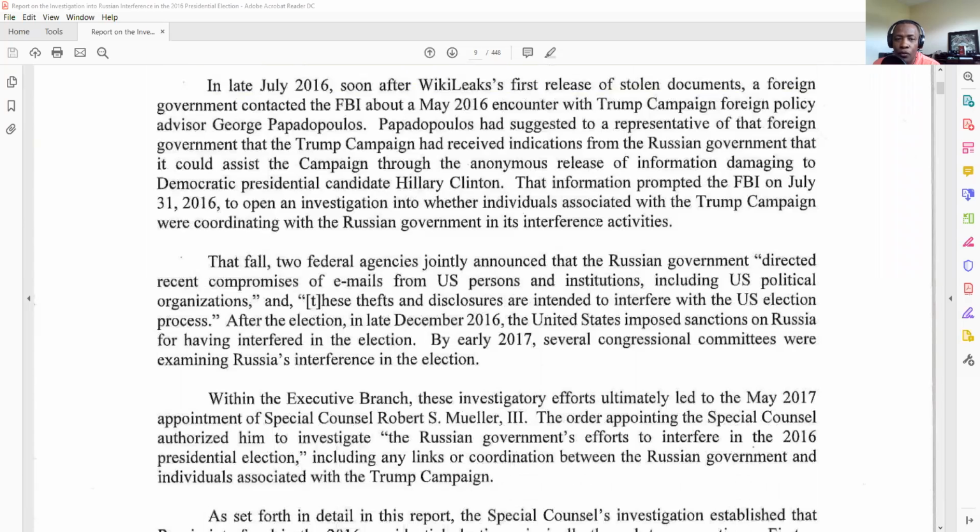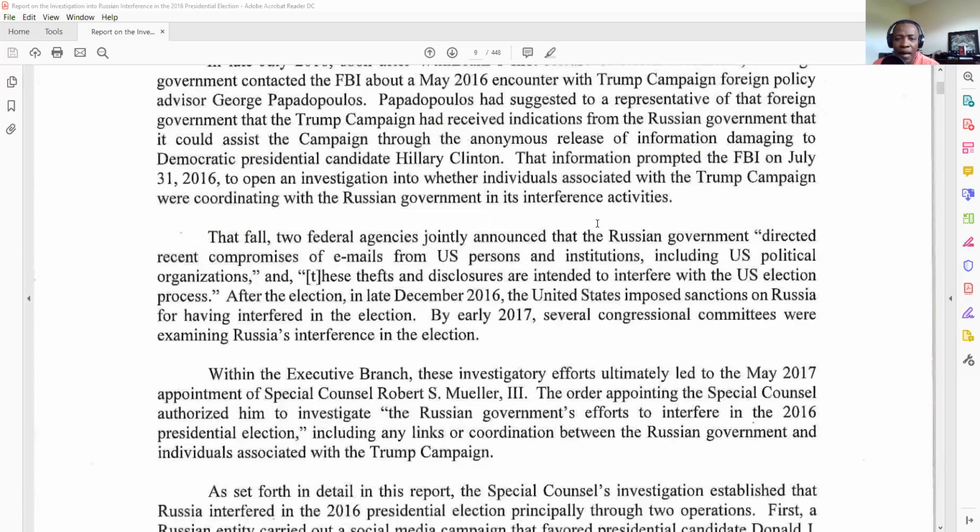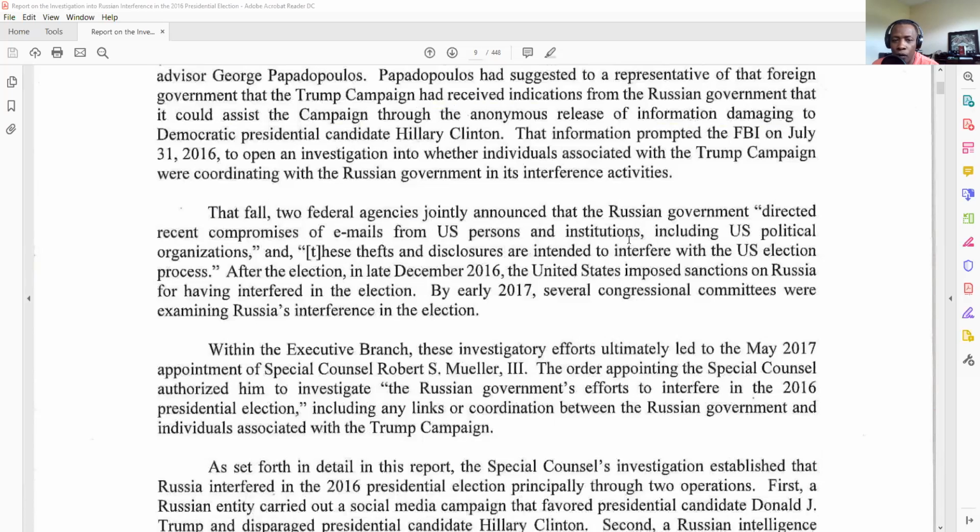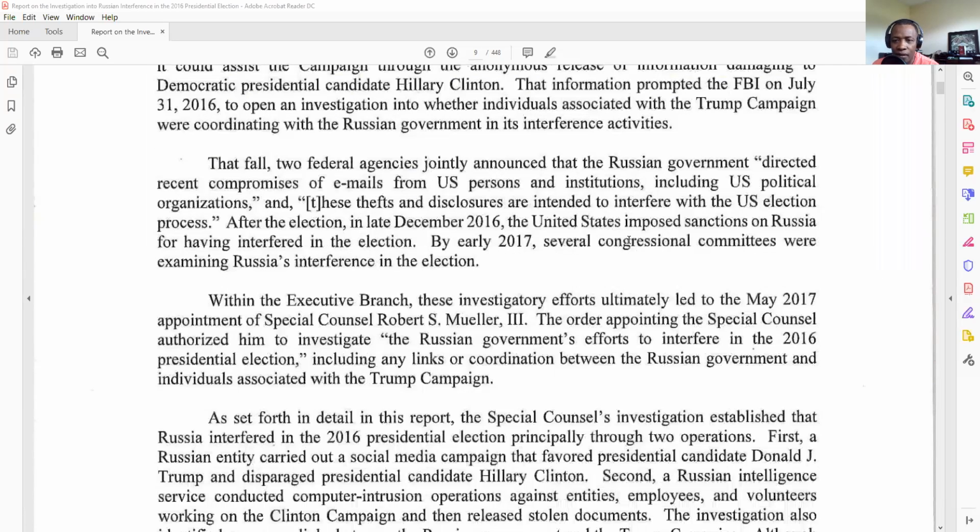In late July 2016, soon after WikiLeaks' first release of stolen documents, a foreign government contacted the FBI about a May 2016 encounter with Trump campaign foreign policy advisor George Papadopoulos. Papadopoulos had suggested to a representative of that foreign government that the Trump campaign had received indications from the Russian government that it could assist the campaign through the anonymous release of information damaging to Democratic presidential candidate Hillary Clinton. That information prompted the FBI on July 31st, 2016 to open an investigation into whether individuals with the Trump campaign were coordinating with the Russian government in its interference activities.